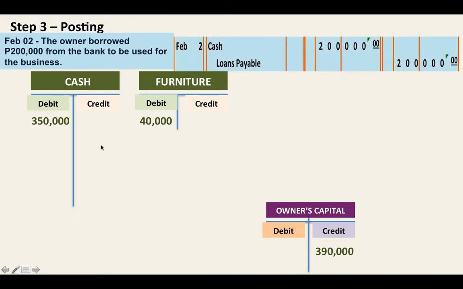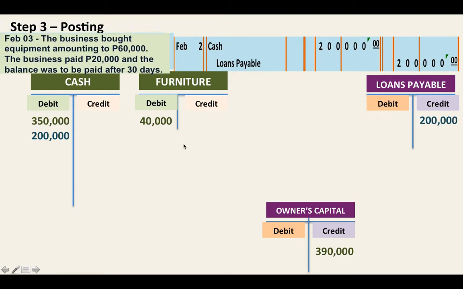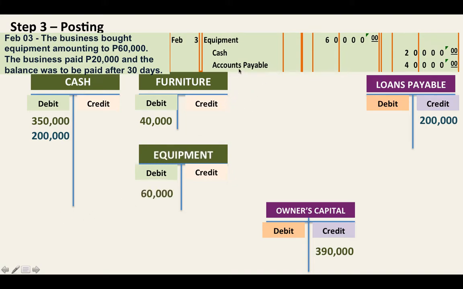And if we continue posting that, debit cash of 200,000, credit loans payable, let's open the loans payable and credit 200,000 there. For February 3rd, that is the financial transaction, and this is the journal entry. So we will debit equipment. We have debited equipment, so we will post the debit to equipment of 60,000, and then credit to cash of 20,000. So here there's a credit to cash, so it will be posted on the credit side.